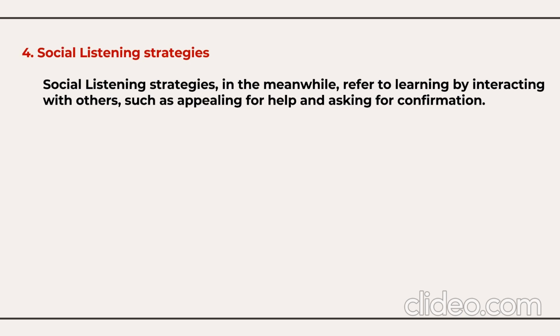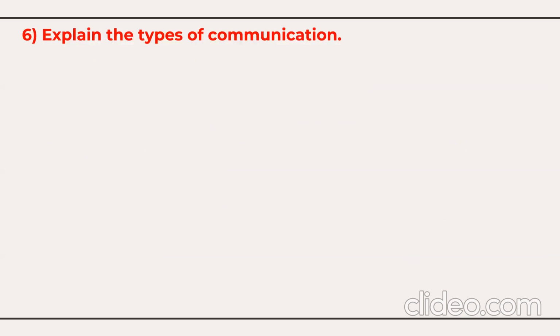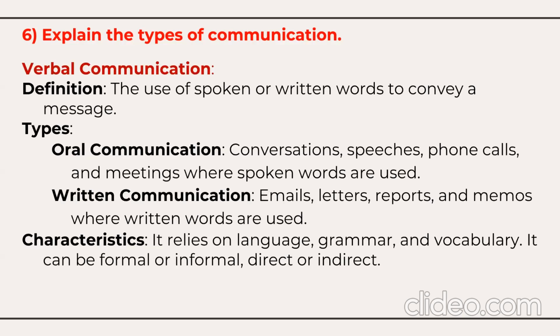This is again a repeated question. Sixth question, explain the types of communication. So generally verbal, non-verbal, and written communication. First, we have verbal communication, which means the use of spoken or written words to convey a message. So in the verbal communication, we have oral communication and written communication.